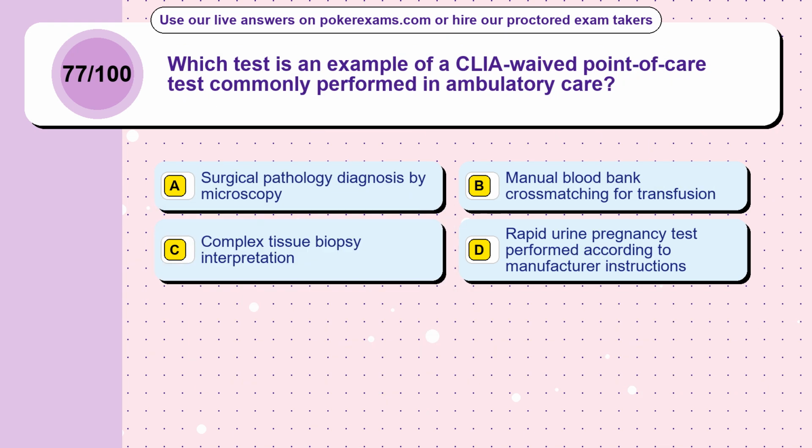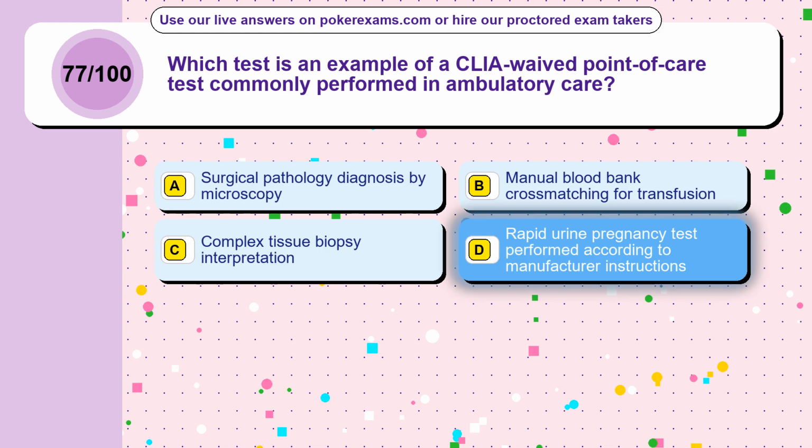Question 77. Which test is an example of a CLIA-waived point-of-care test commonly performed in ambulatory care? Option A. Surgical pathology diagnosis by microscopy. Option B. Manual blood bank cross-matching for transfusion. Option C. Complex tissue biopsy interpretation. Option D. A rapid urine pregnancy test performed according to manufacturer instructions.